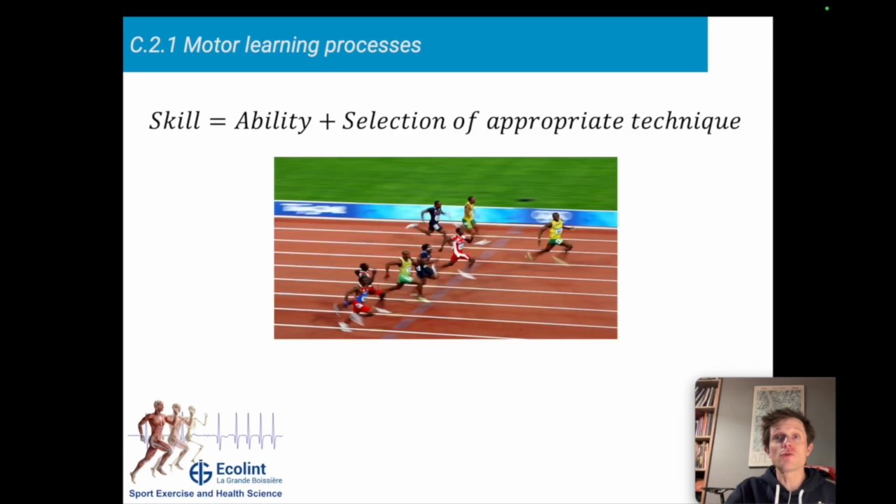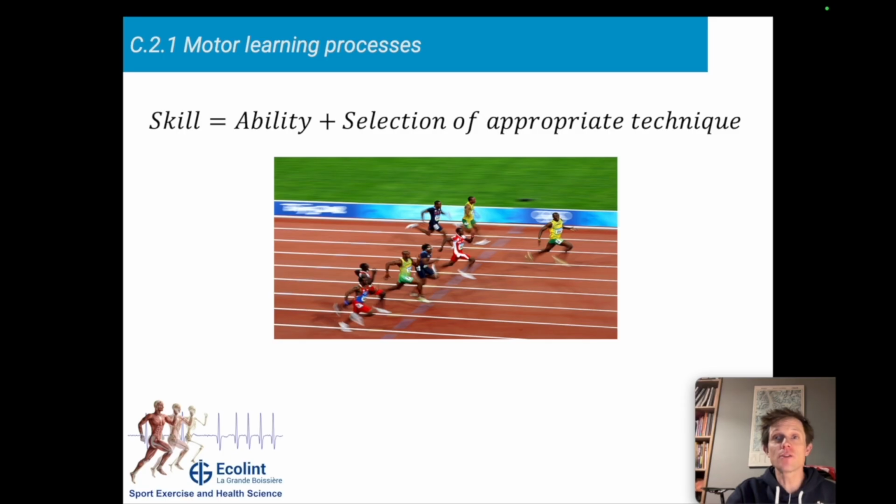Let's examine then the relationship between skill, ability, and technique. The skill, or the execution of a skill as a one-off event, is a combination of our abilities and then the selection of an appropriate technique. If we look at a 100-meter sprinter then, the skill that they're executing at that particular time is a combination of their particular ability and their ability to select the correct technique for that specific environment.